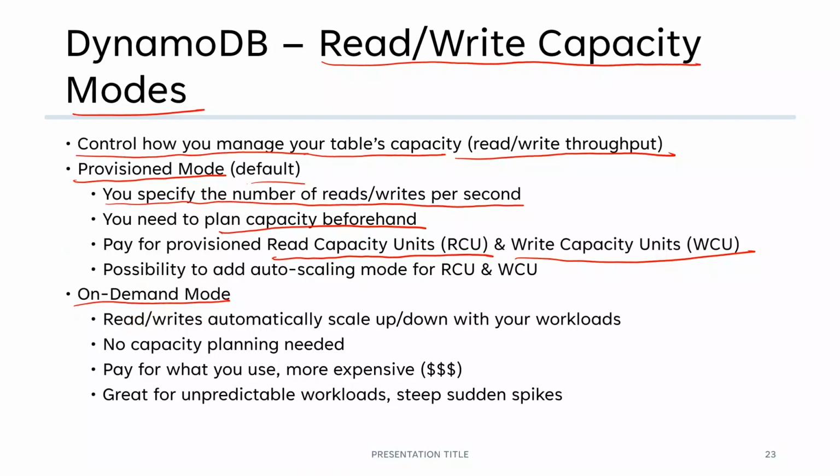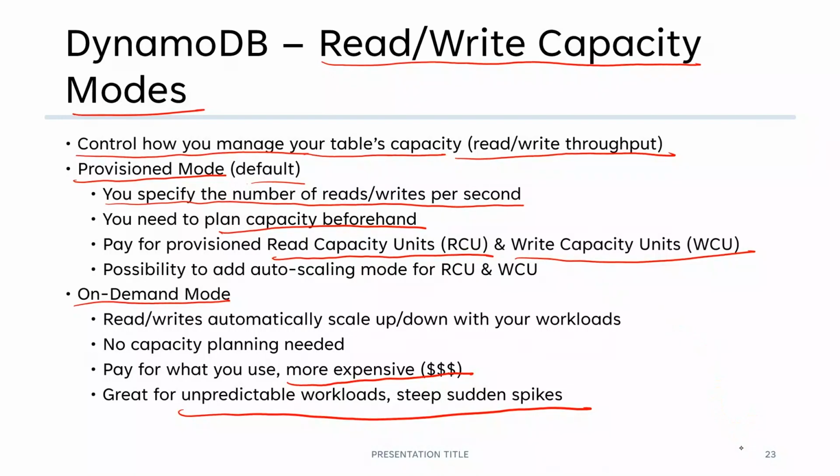Now on demand mode, as the name suggests, you don't have to worry about your read capacity units and your write capacity units. Basically it will be taken care of by DynamoDB itself. If your need goes high at some point, then it will automatically increase your RCU, and when it is at the lowest, then it will automatically decrease. But the thing is, pay for what you use, it is more expensive, because it is going to be managed, right? It is great for unpredictable workloads, steep and sudden spikes. If you don't know what your particular capacity is, then it is better to go for on demand mode.